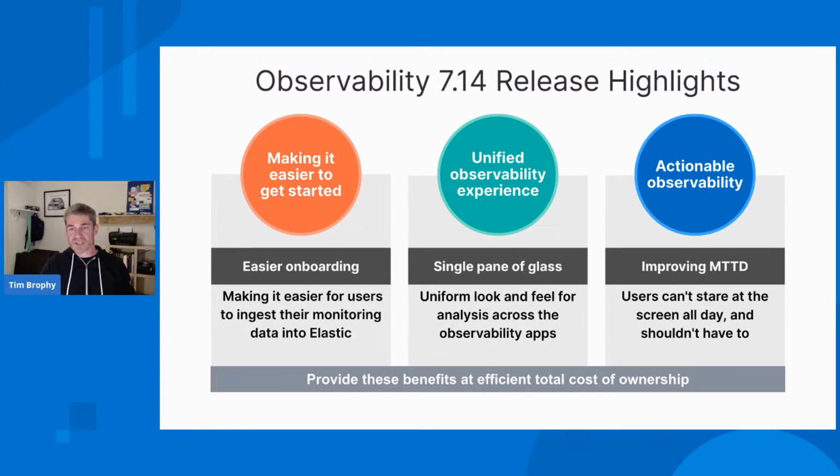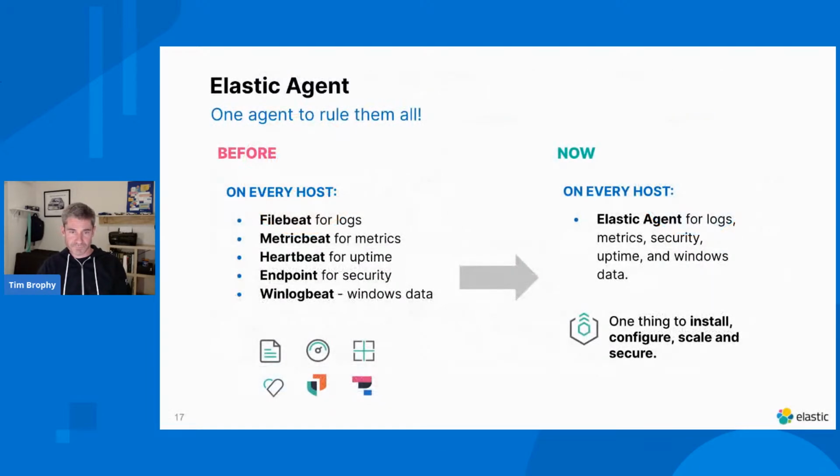And then actionable observability. So basically improving the mean time to detect an issue. So making use of machine learning, for example, in more advanced ways to detect issues before they are actually picked up by your end users. A lot of the stuff I've spoken about, barring machine learning and some of the connectors, those are all free. So you don't have to be a paid customer to get the features and the capabilities that you need.